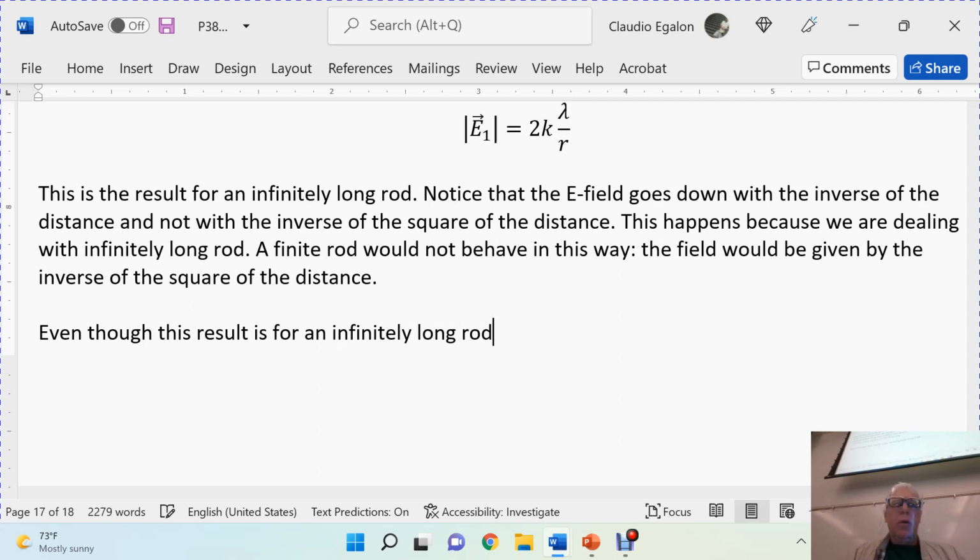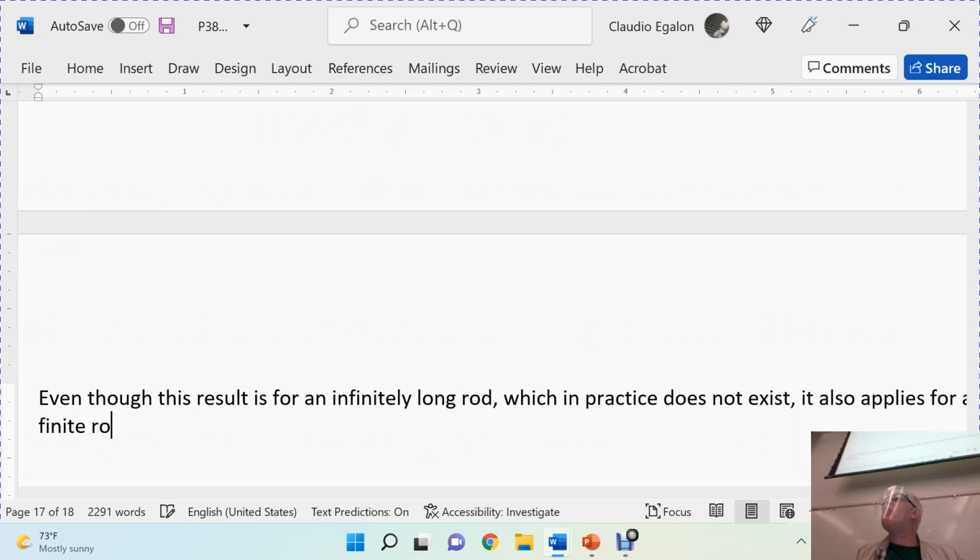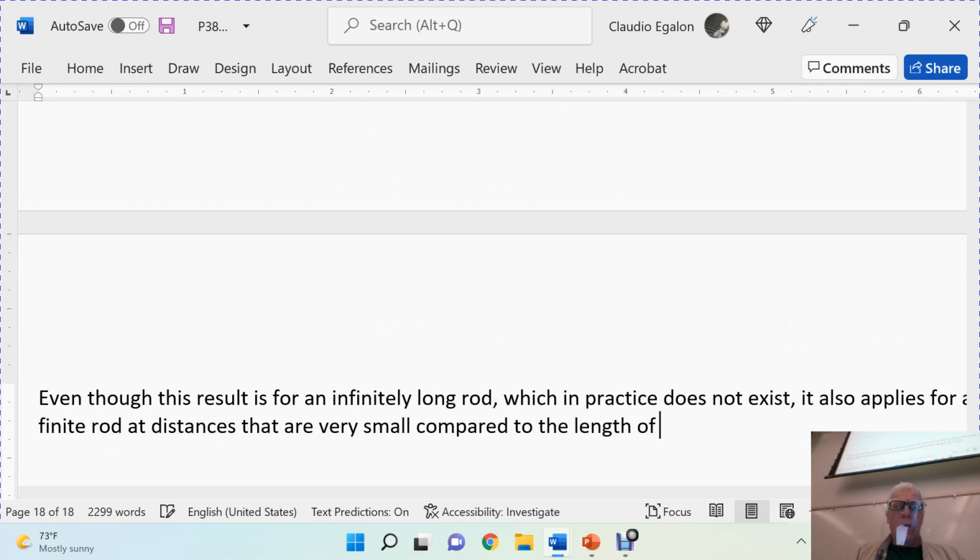it is still, which by the way, in practice doesn't exist, it also applies for a finite rod at distances that are very small compared to the length of the rod.